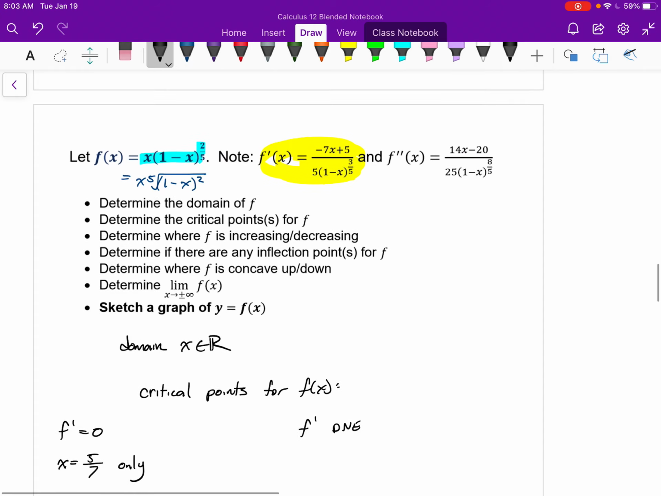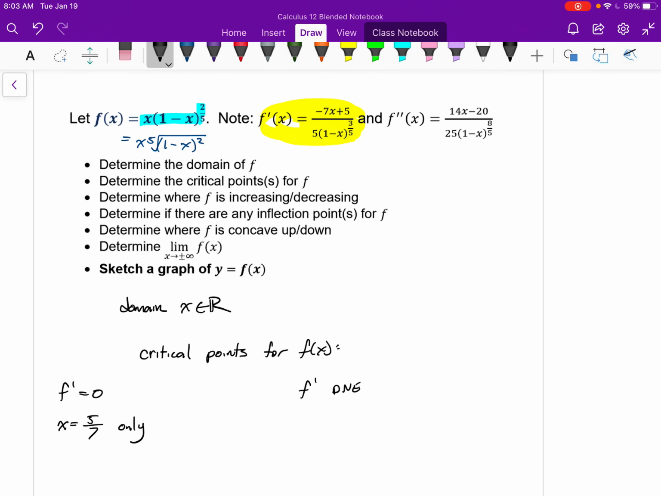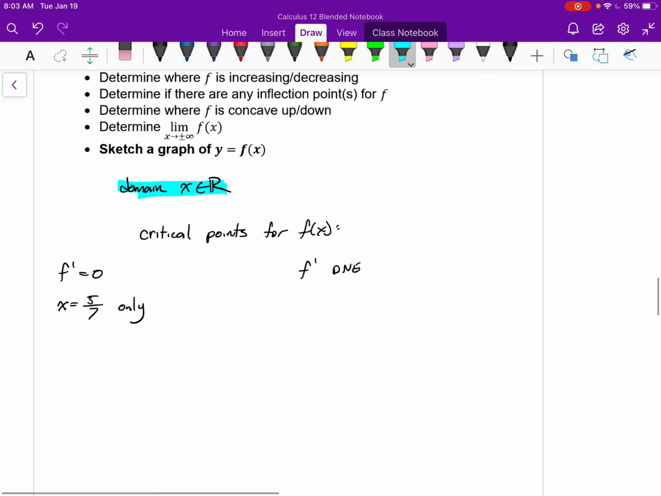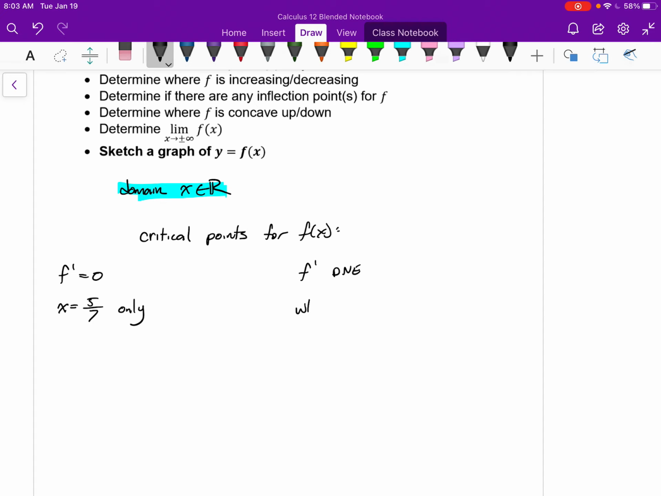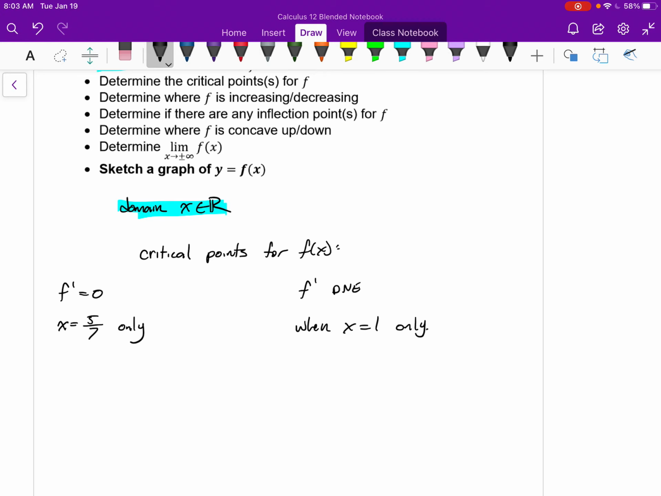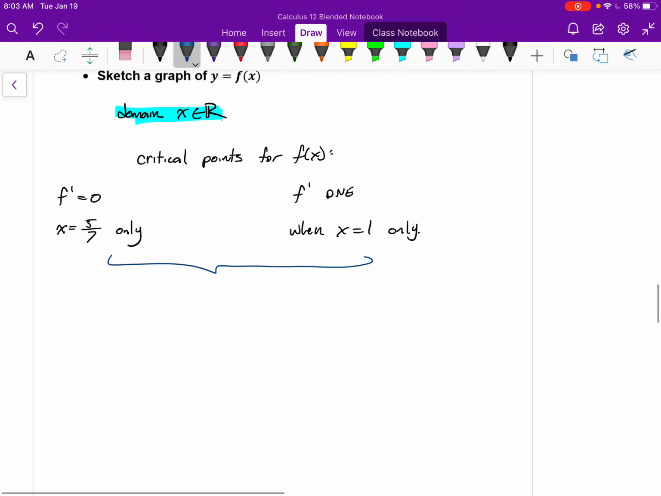What about where it does not exist? Well, looking back here, my first derivative will not exist when I'm dividing by 0, which I can just see quite clearly when x is 1. So when x is 1, my first derivative does not exist. Although again, function f has a domain of all real numbers. So just the first derivative does not exist at 1, but my function is still defined at 1. All right, so right here, I can say when x equals 1 only. And those are my critical numbers. If I find the y value, I can call them critical points. But either way, that's pretty important.